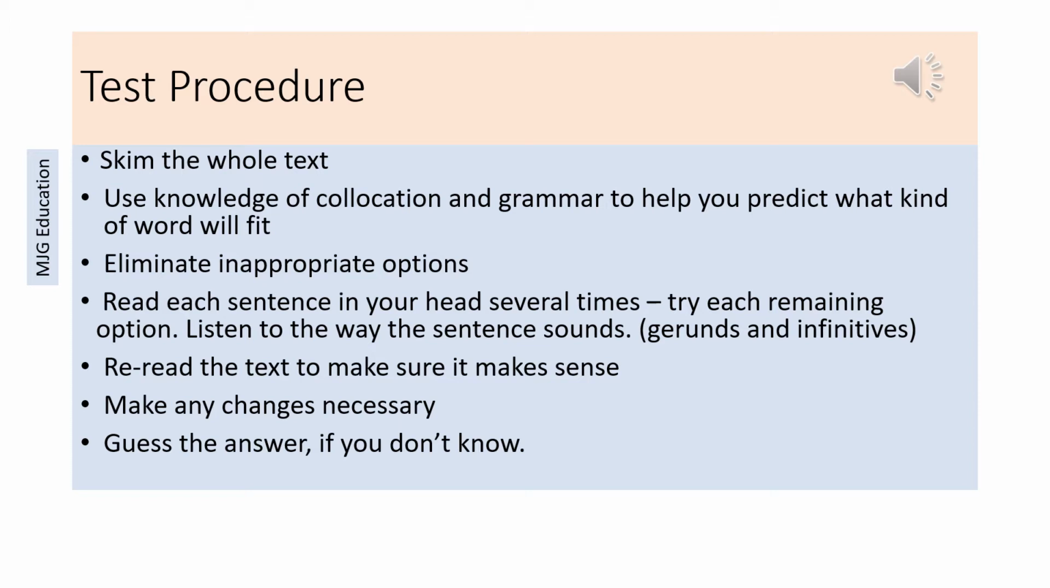Skim the whole text. Use knowledge of collocation and grammar to help you predict what kind of word will fit in the blank. Eliminate inappropriate options. This is very important because you can usually eliminate 2 right away. Read each sentence in your head several times. Try each remaining option. Listen to the way the sentence sounds.